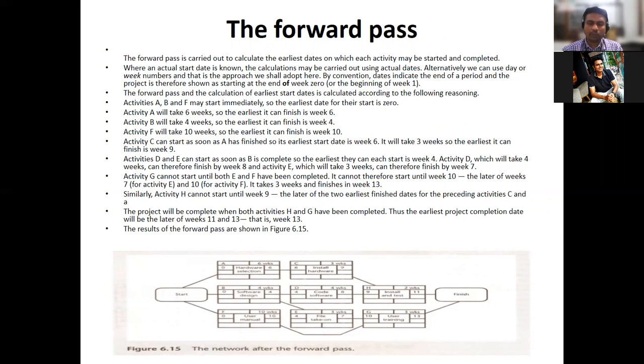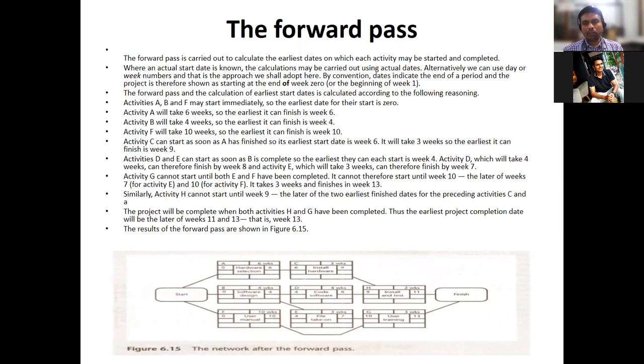So for 3 weeks, meaning a 3 week duration, we need to start from 0 and specify 3. That is the duration in which you need to complete it. Alternately, we can use day or week numbers. It depends on the type of activity; it may be given in terms of weeks or in terms of days. Based on that, we need to specify it.